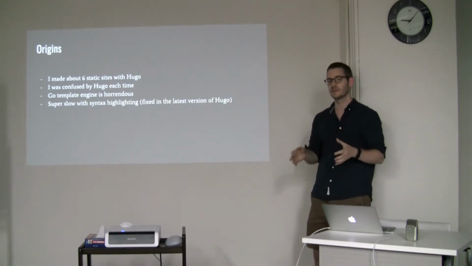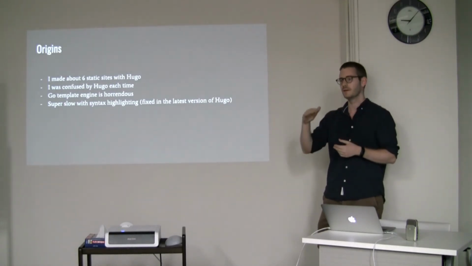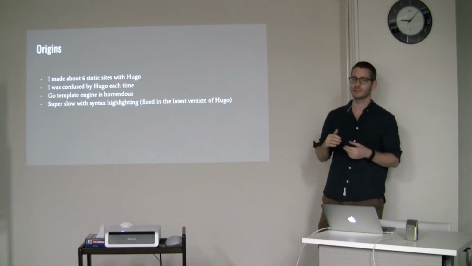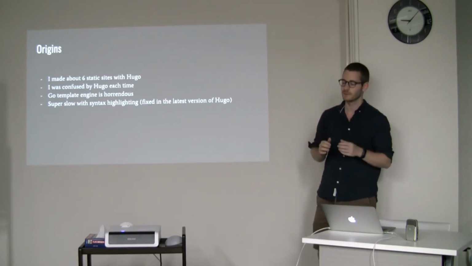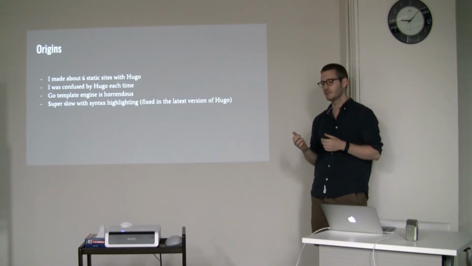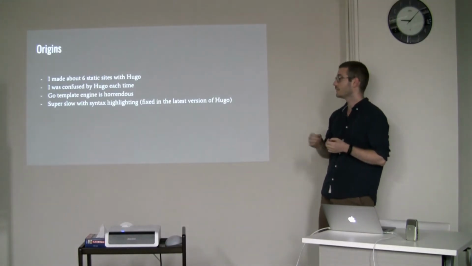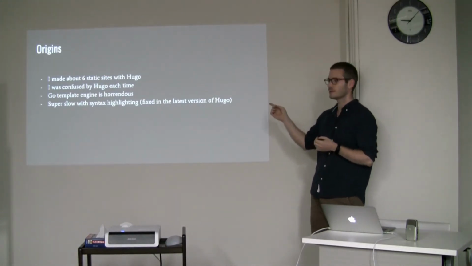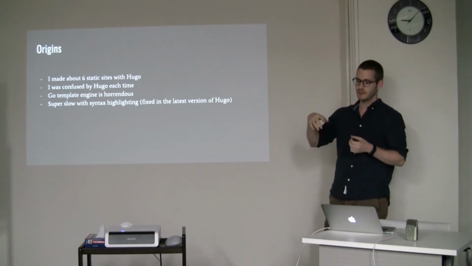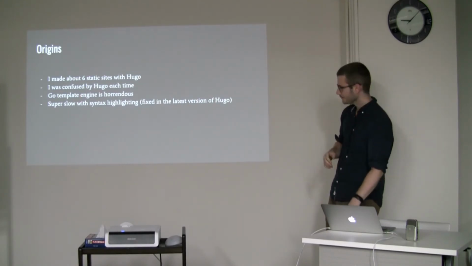And if you were using syntax highlighting, so if you want to have code showing in your site, Go was very slow at the time because it was using Pygments, which is written in Python, which is not very fast. So my blog had maybe 25 pages and it was taking 20 seconds for clean builds, which is just not nice. But now in the last version released this week, it's fixed because they wrote a tool in Go instead of using Pygments, so it's much faster.